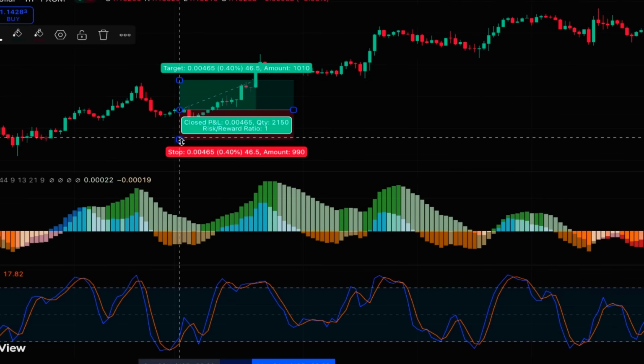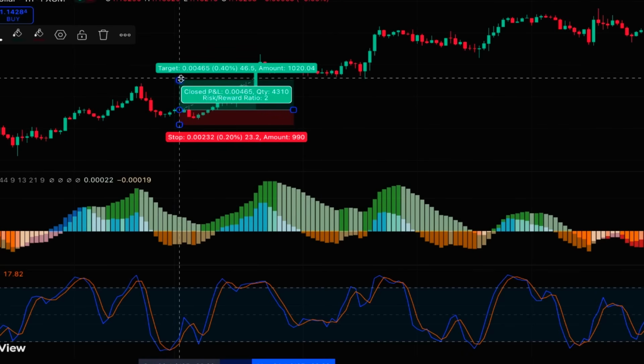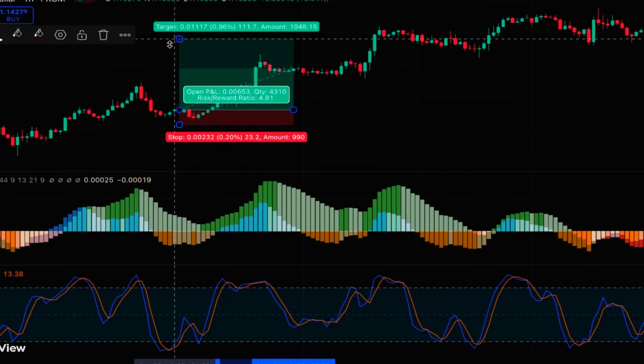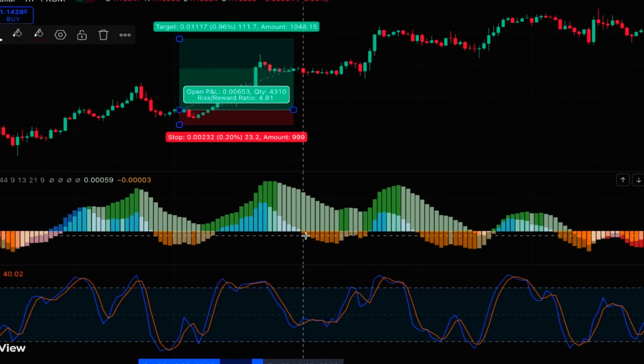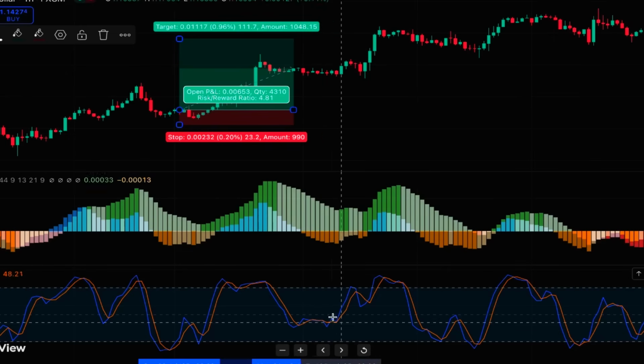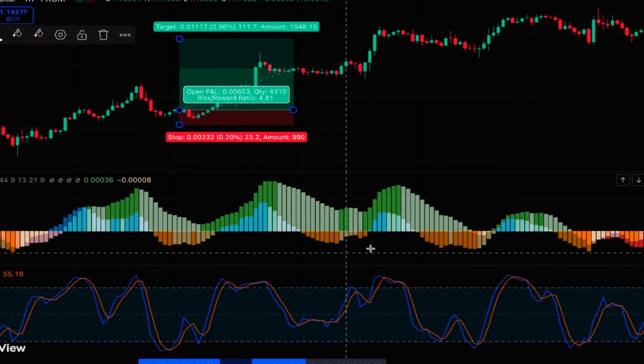The stop loss for this trade is placed below the previous swing low and the profit target at 1.5 risk to reward ratio. While the longer MACD is still green, you can see that the shorter MACD again went below the center line and became orange, but when we check the stochastic oscillator, we can see that it is not below 20. So we don't take any action here.